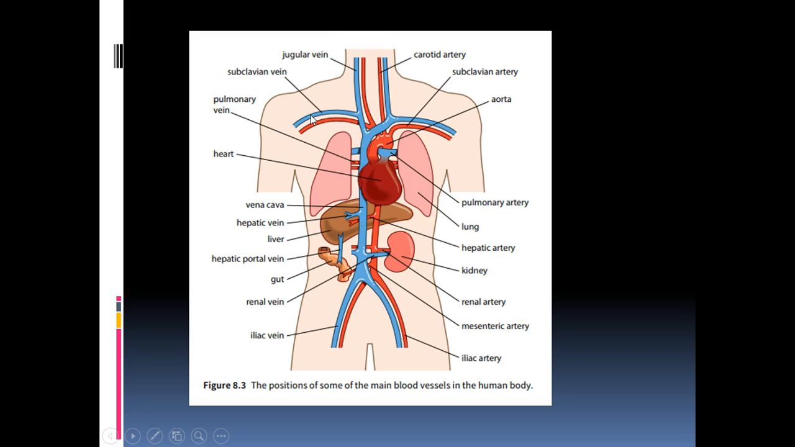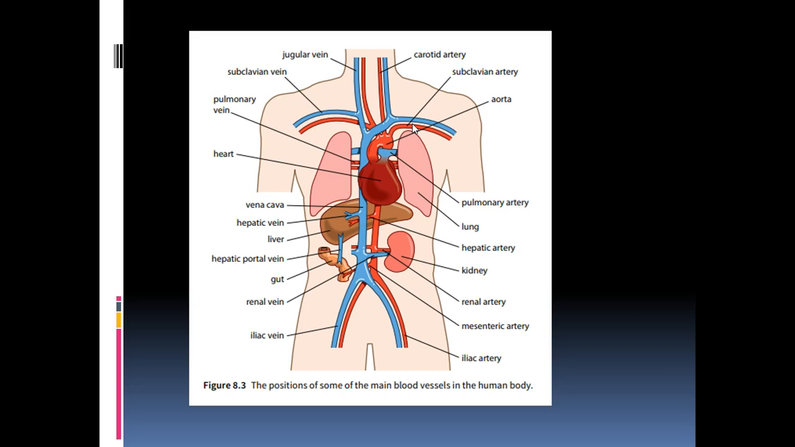Okay, and then we have down here the subclavian vein. And the function of the subclavian vein is to collect blood from the upper parts of the body, specifically the shoulder part, and also the upper part of the limbs, right, which is the hands. And the pair of the subclavian vein is the subclavian artery. So it has the opposite function of the subclavian vein, which is to supply blood to those parts that I've mentioned just now.